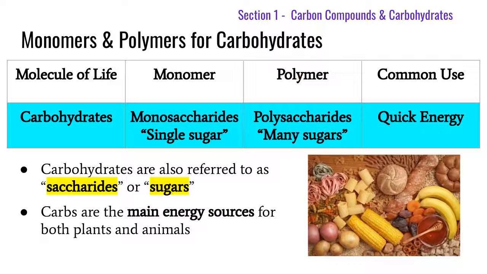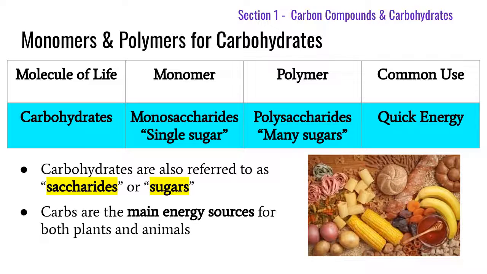The polymer makes sense again. Polysaccharide. Poly means many, saccharide means sugar. We break that down and we get many sugars. So we take monosaccharides and we attach them together to make polysaccharides, and the use of our carbohydrates or our sugars are all of our quick energies.